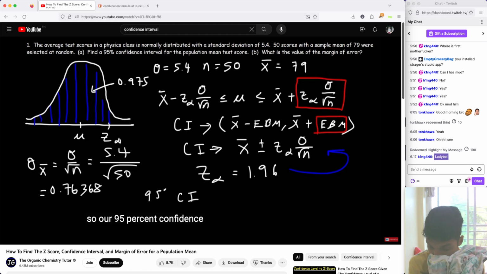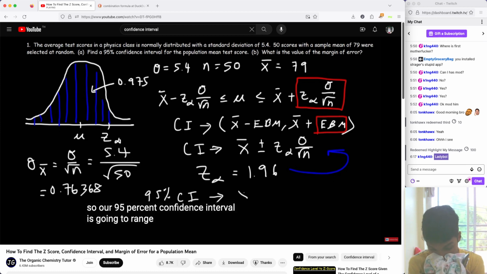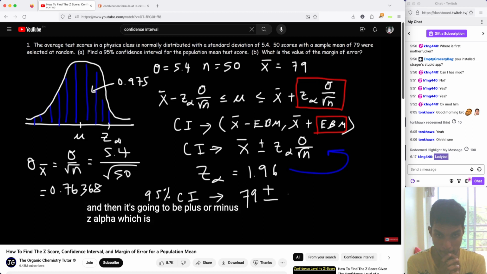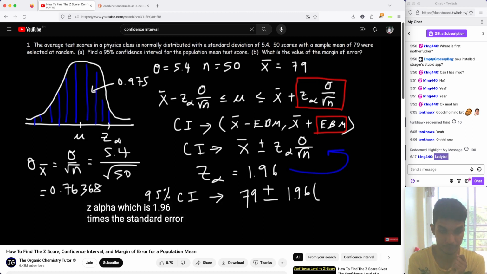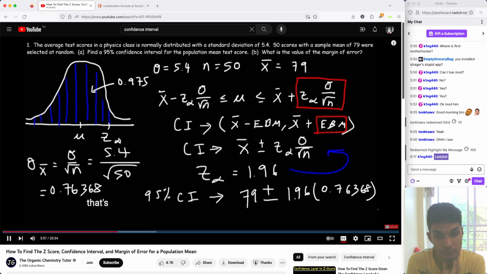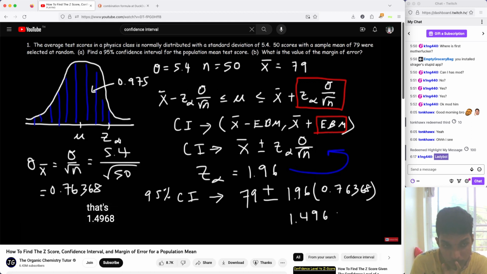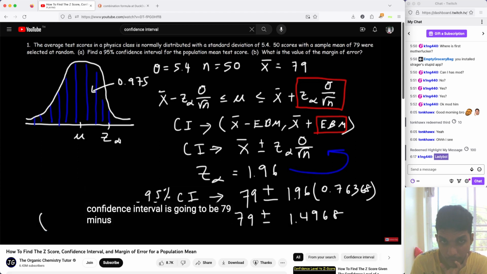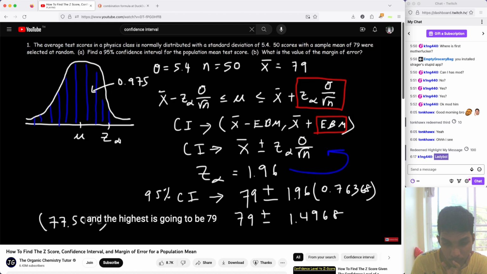So our 95% confidence interval is going to range from, let's see, x bar is 79, and then it's going to be plus or minus z alpha, which is 1.96, times the standard error, 0.76368. That's 1.4968. So the lowest value in this 95% confidence interval is going to be 79 minus 1.4968. So that's 77.5032. And the highest is going to be 79 plus 1.4968. And so that's going to be 80.4968.